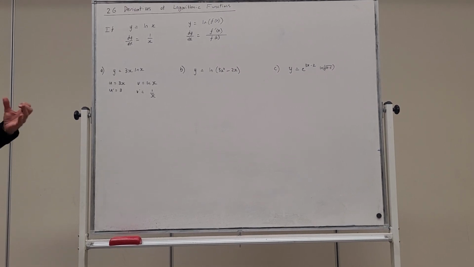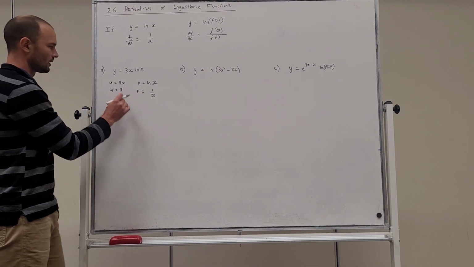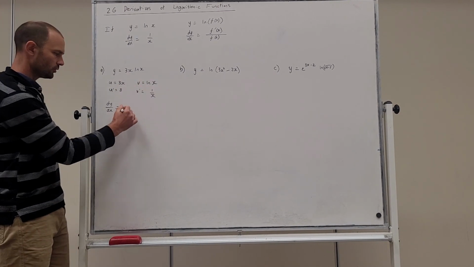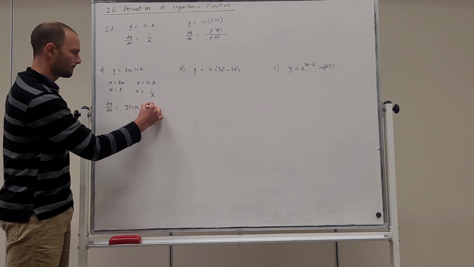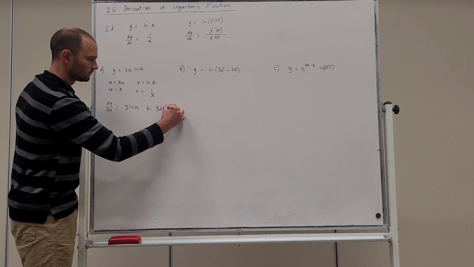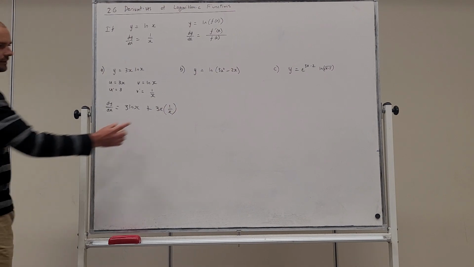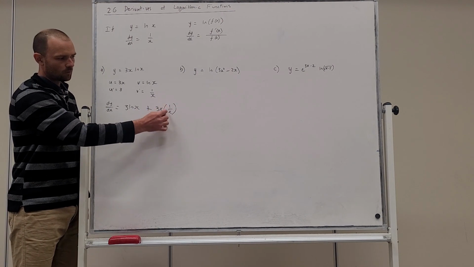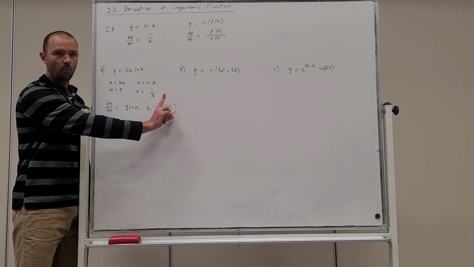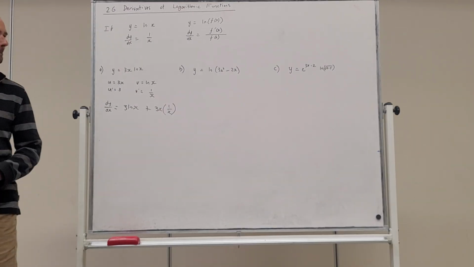And then we just bring all of that together. 3 ln x, u dash v, plus u v dash. There's our answer. Over here, this will simplify. x times 1 on x will just become 1, so that will simplify to 3. We don't need to simplify that.